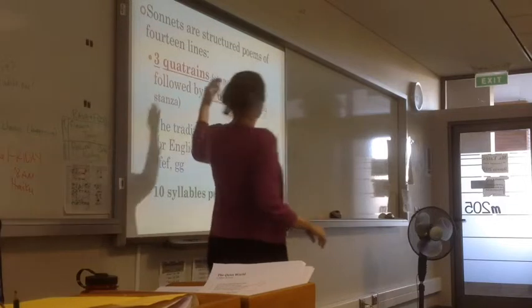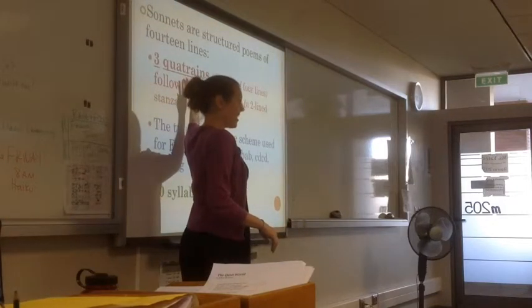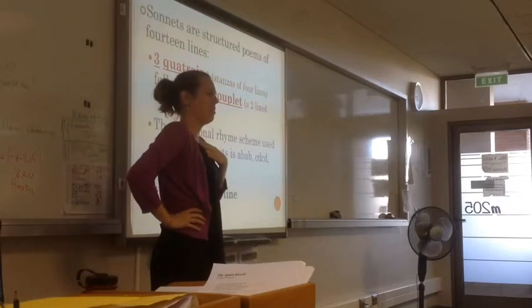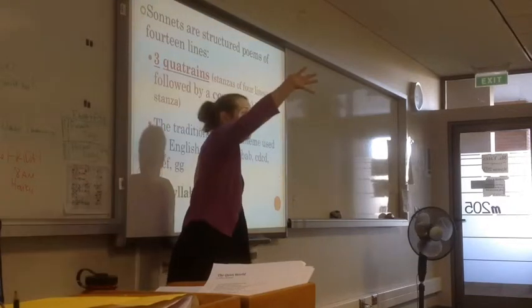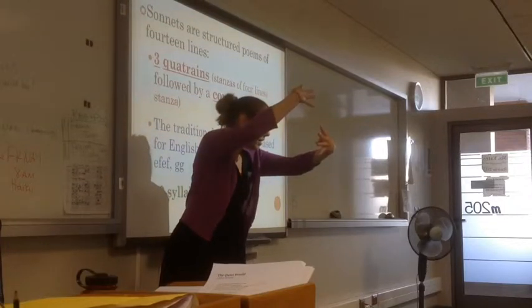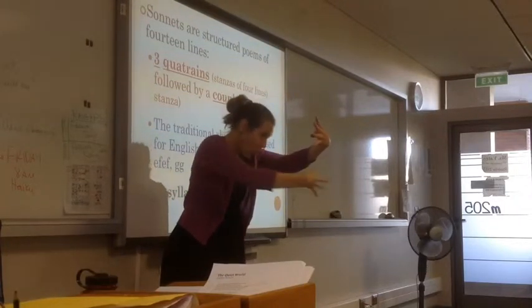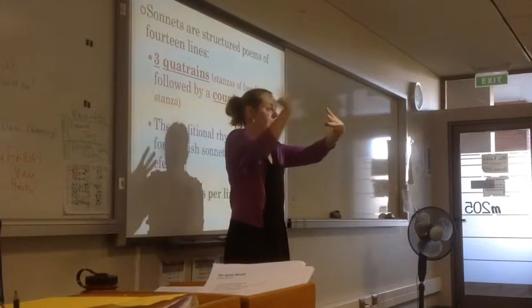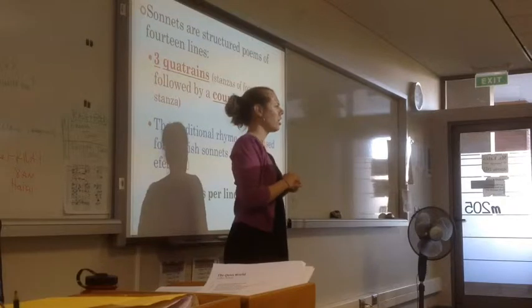Now, in order to have an English sonnet, you need to have how many quatrains? 3, which means you have 4 lines and then 4 lines and then 4 lines. Okay? So you have 3 quatrains. 4 plus 4 plus 4. How many lines is that so far?